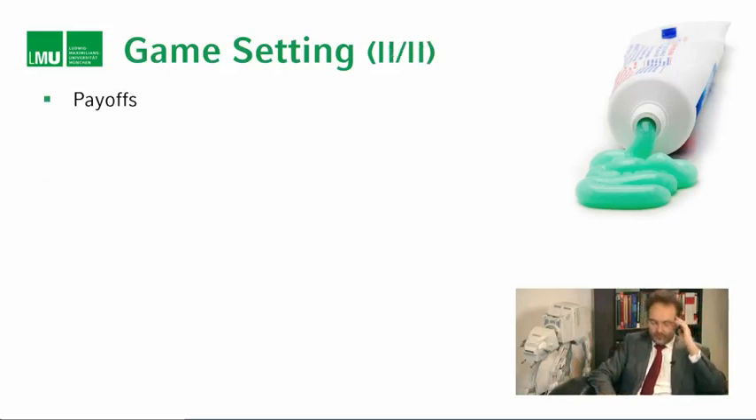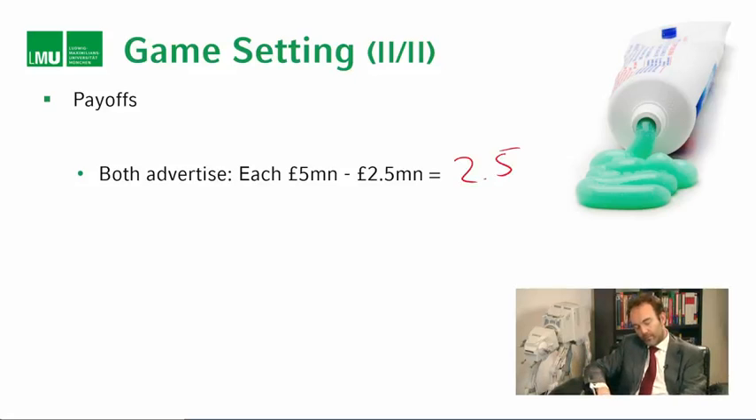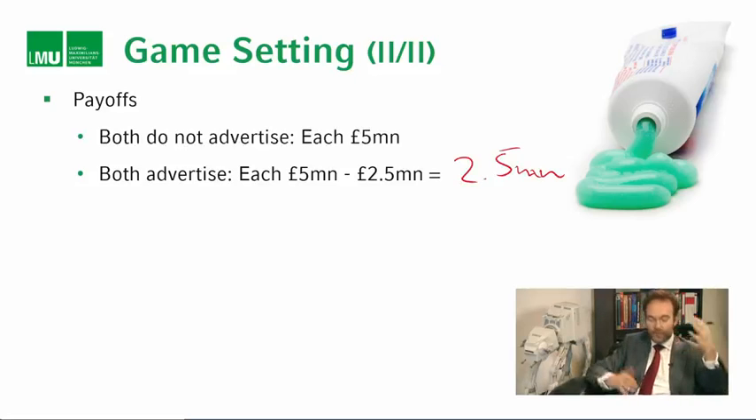What are the payoffs? Well, if both advertise, they're going to make 5 million each from the market. So the market is 10 million. They split up into 5 million each, and both of them spent 2.5 million on advertising. Okay? So overall, their net profits are going to be 2.5 million. If both don't advertise, they each make 5 million. They just split the market and they haven't spent money on advertising.